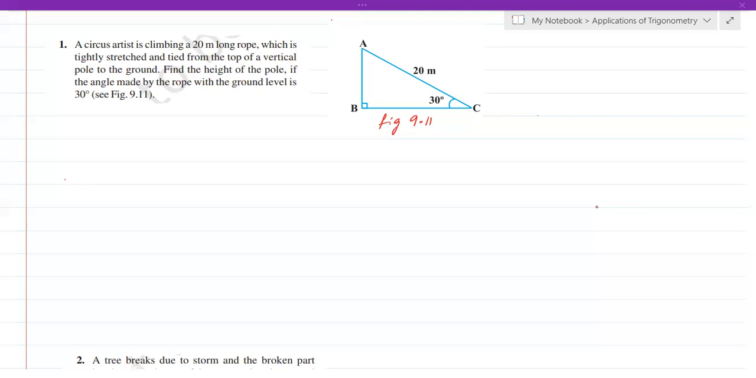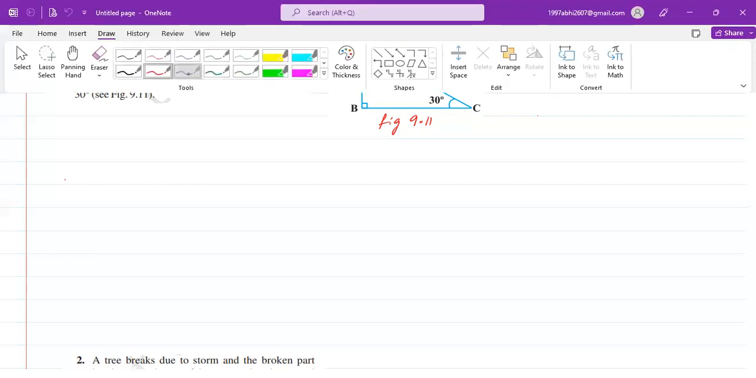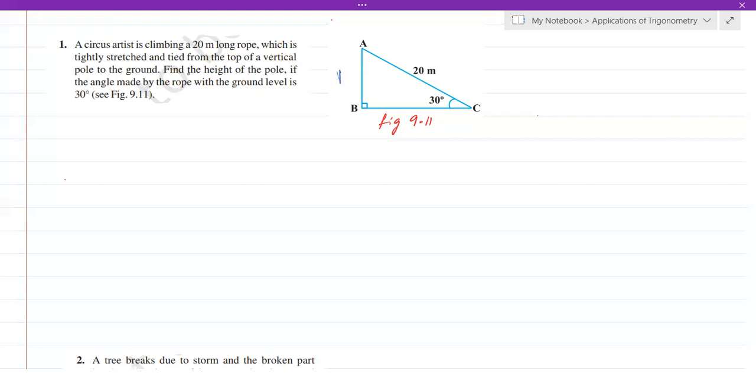In the first question, as you can see, a circus artist is climbing a 20-meter long rope which is tightly stretched and tied from the top of a vertical pole to the ground. Find the height of the pole if the angle made by the rope with the ground level is 30 degree. AB is the pole. Now we have to find the height of the pole. Let's say h is the height of the pole. That's what we have to find.